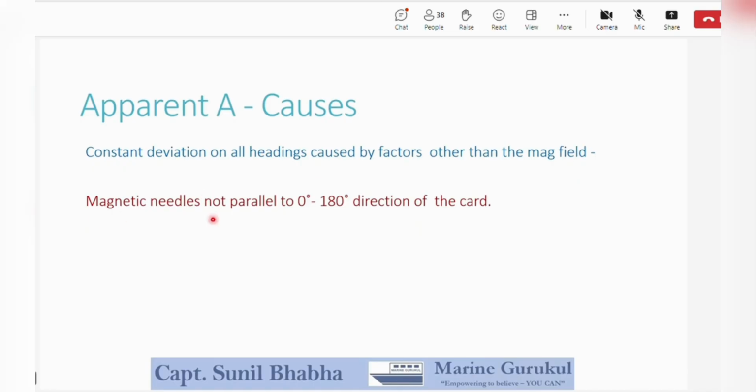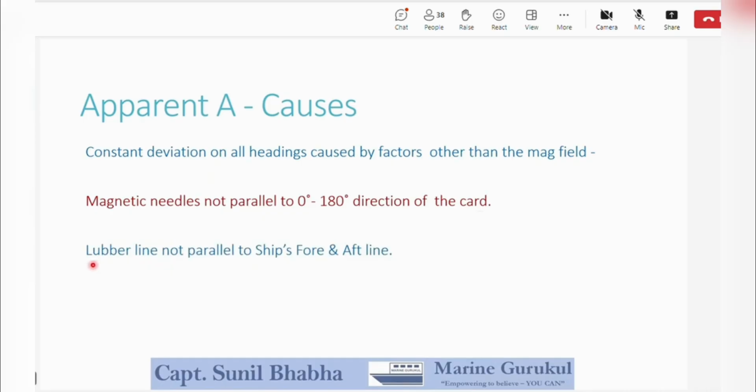You can have the magnetic needles of the card not parallel to the 180 degree direction of the card. Now this is a manufacturing defect. You can visualize a card being printed. The magnets are to be fitted exactly in the 000/180 direction. But if during the construction of the card, the magnets are fitted slightly at an angle, let us say 002 and 182 direction, there will always be a slight error which the compass will show. This has got nothing to do with magnetism. So this falls under apparent A. That's a manufacturing defect in the card.